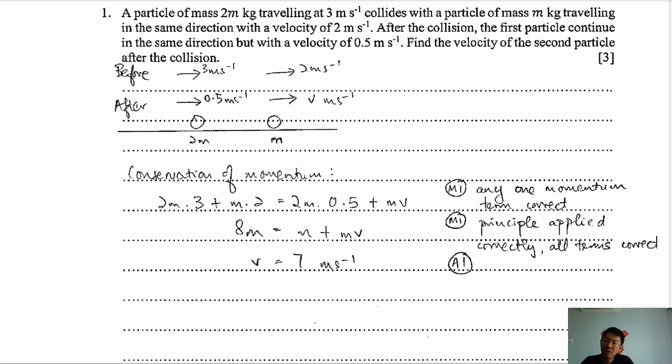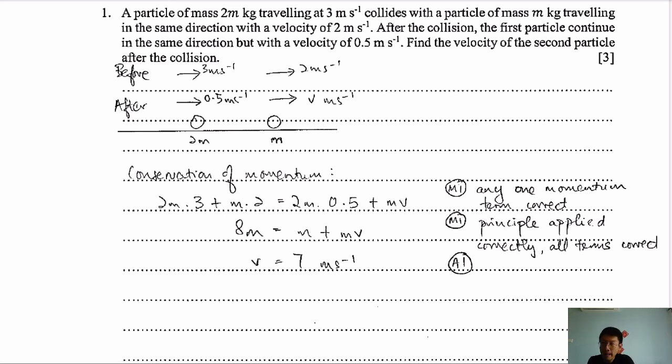For this question, where it involves a collision, we know we are going to use momentum. The conservation of momentum tells us that m1u1 plus m2u2 is equal to m1v1 plus m2v2. So basically it is not difficult to do.